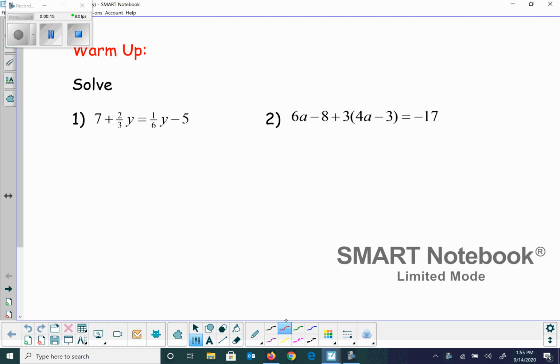So you might remember we were clearing denominators. We want to get y by itself. So I have two denominators, I have a 3 and a 6. And 3 goes into 6, and 6 goes into 6. So I'm going to multiply everything by 6.